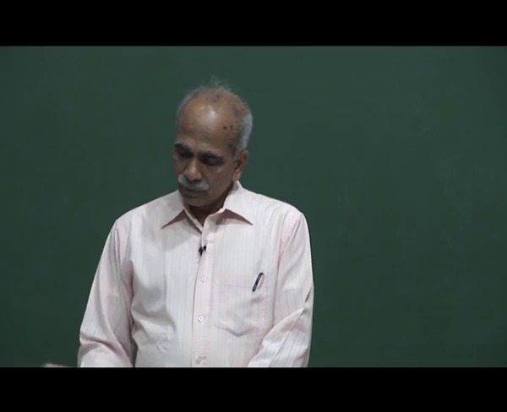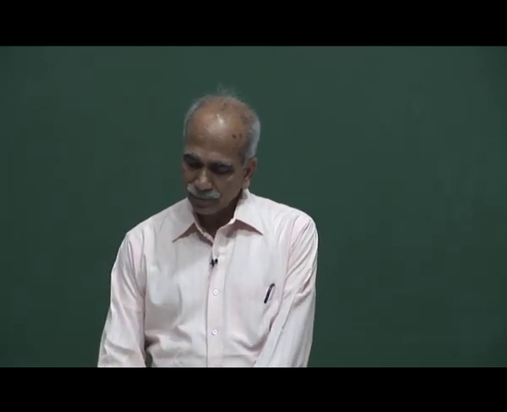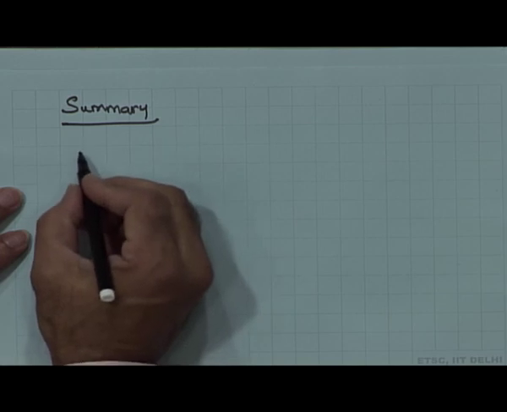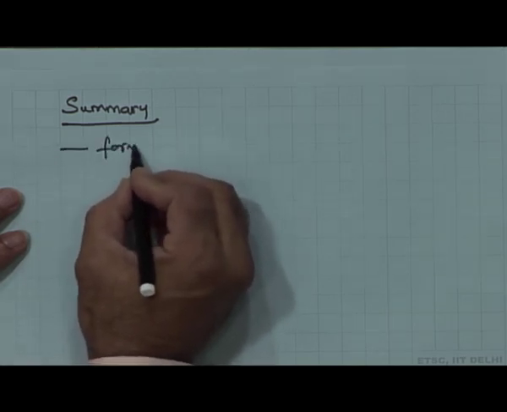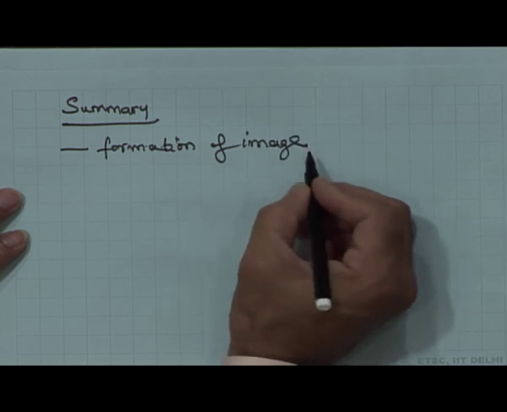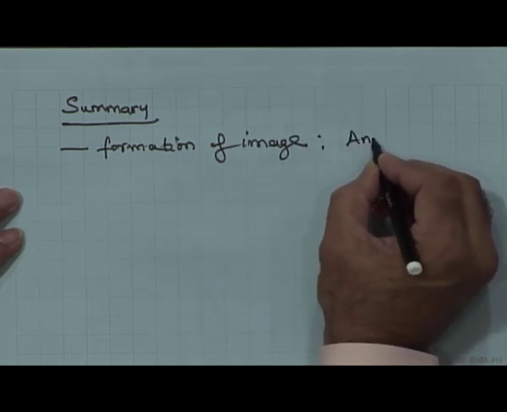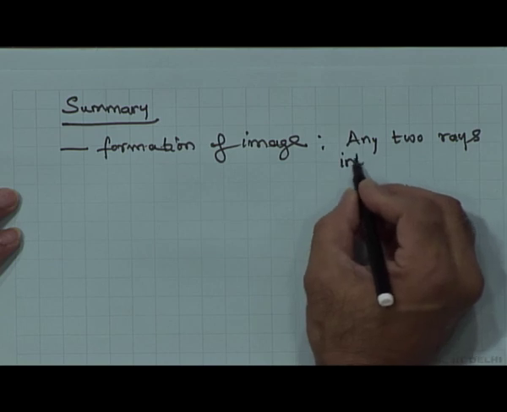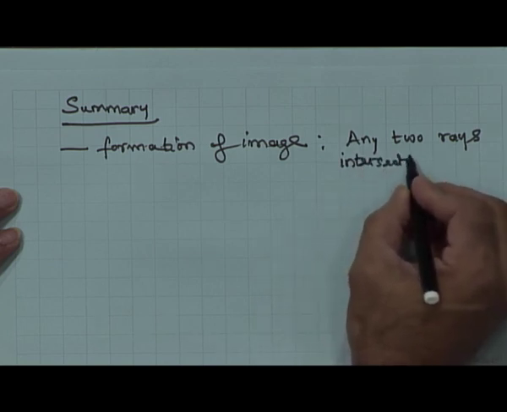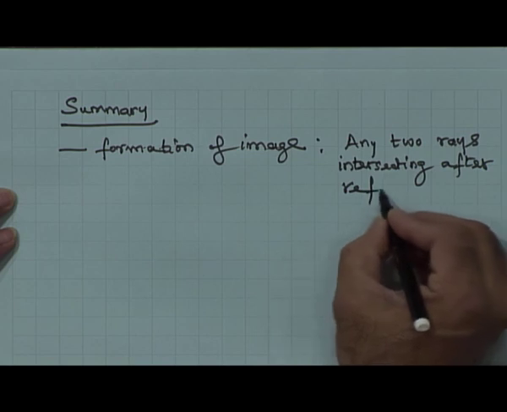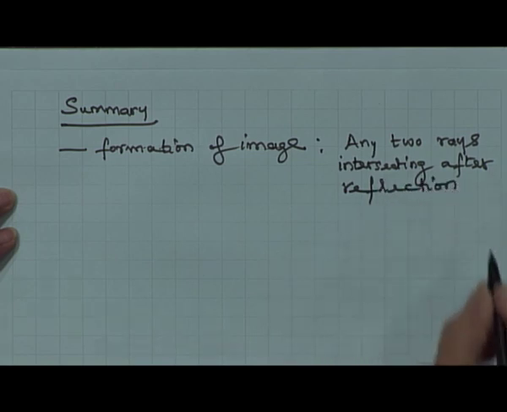So, to summarize what we have discussed today: to form an image, formation of image, we need any two rays intersecting after reflection. That will give us the point.